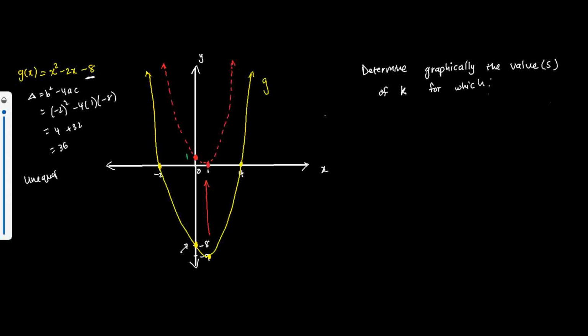Question B reads, determine graphically the values of k for which x squared minus 2x plus k is equal to 0 has non-real roots, or non-real solutions.